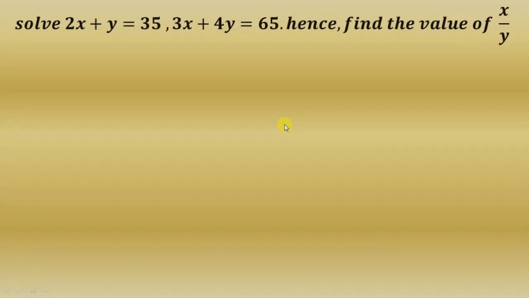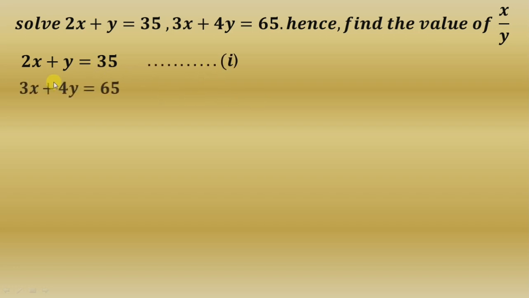Okay, next question is like this. Solve 2x plus y is equal to 35, comma 3x plus 4y is equal to 65. Hence find the value of x by y. So the first equation is 2x plus y is equal to 35. I'll mark it equation number 1. And another equation is 3x plus 4y is equal to 65. I'll mark it equation number 2.